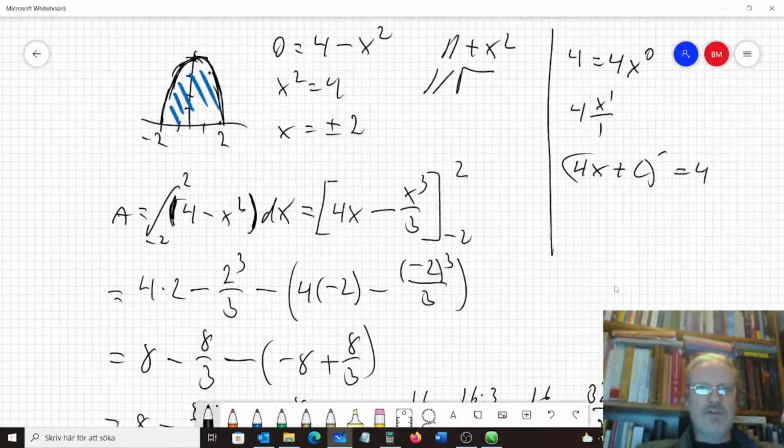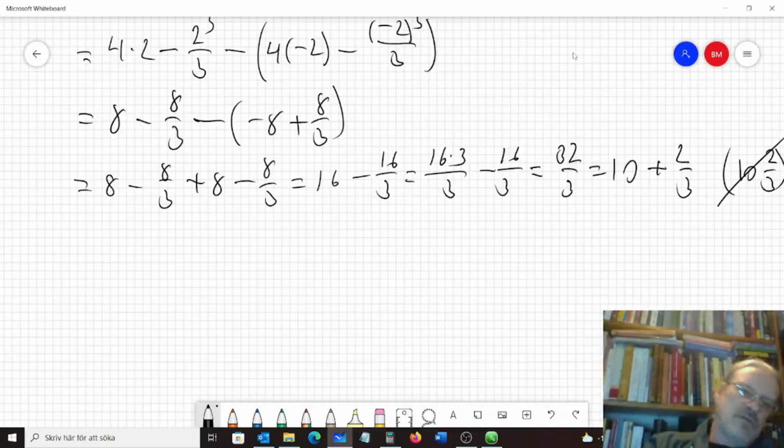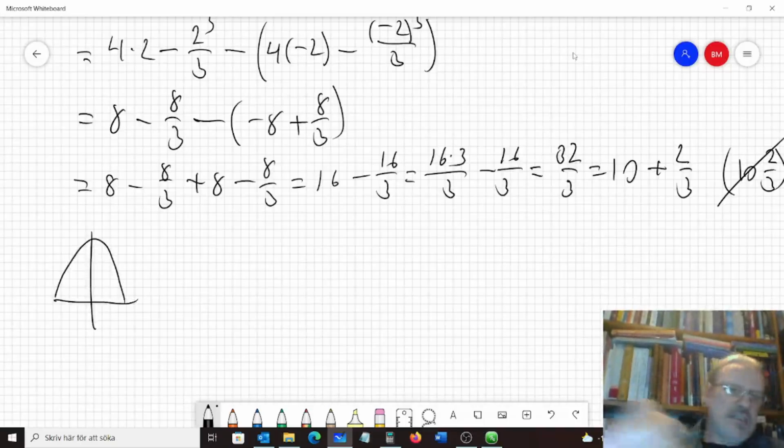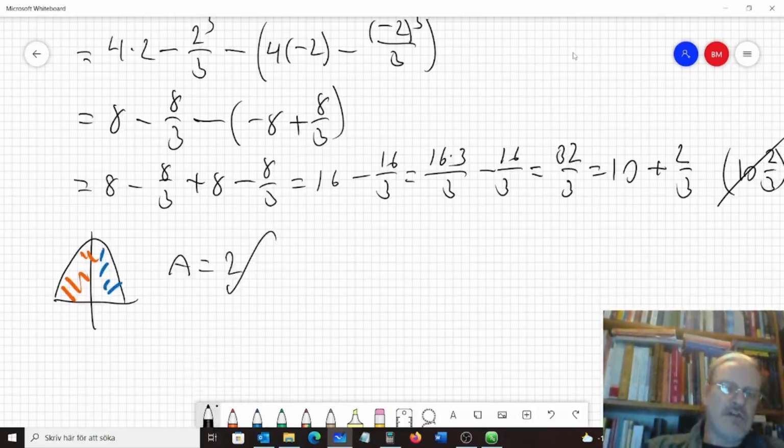I will though not do this integral like this. I will simplify it a bit for me by looking at this again and see that, okay, this is symmetric. This area on this side is equal in size to this area. So I could actually find the area by taking 2 times the integral from 0 to 2. And as we will see, that will be slightly easier.